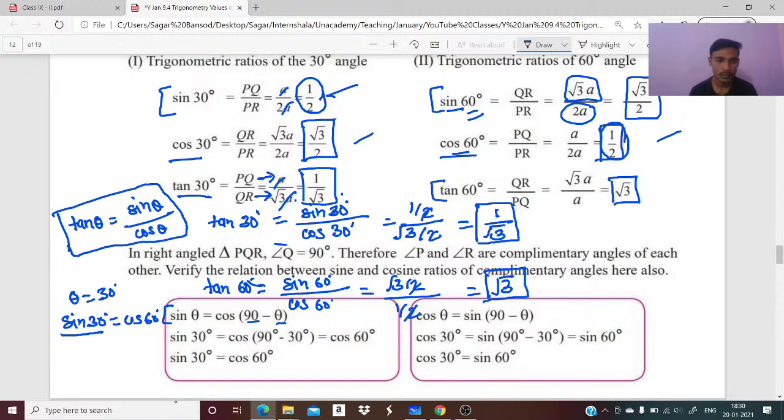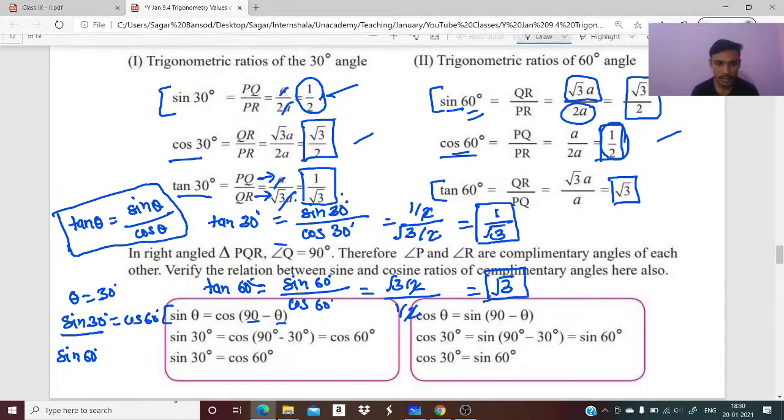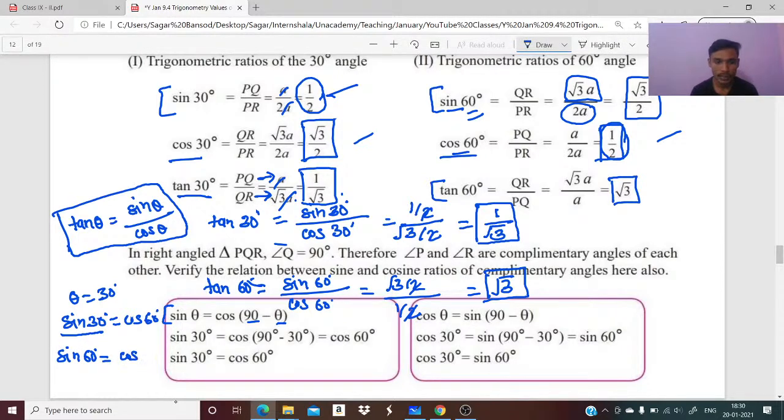Similarly, you can also check if theta is equal to 60 degree. Sine of 60 degree will be equal to cos of 90 minus 60, that means 30 degree, right? So sine of 60 degree is under root 3 by 2, and cos of 30 degree is again under root 3 by 2. So both are again the same. In this way you can also verify these properties or equations.